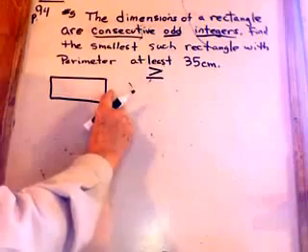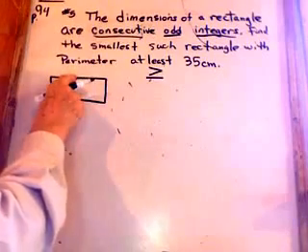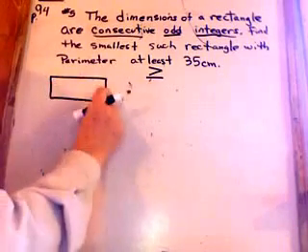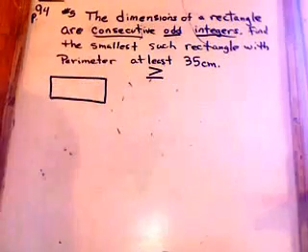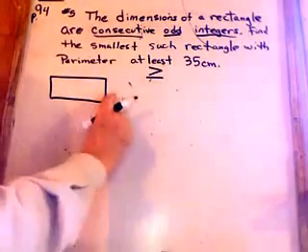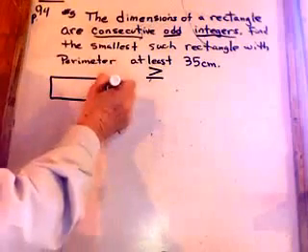So if this side was 5, what would this one be? 7. What if this side was 11? What would the next one be? 13. So consecutive odd integers, but I don't know this one is 5, so I'm going to call it x.